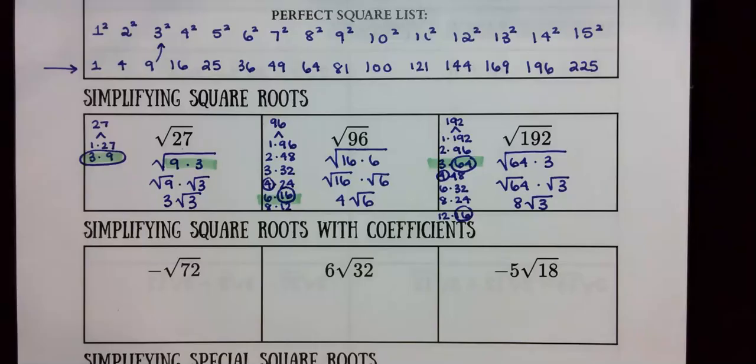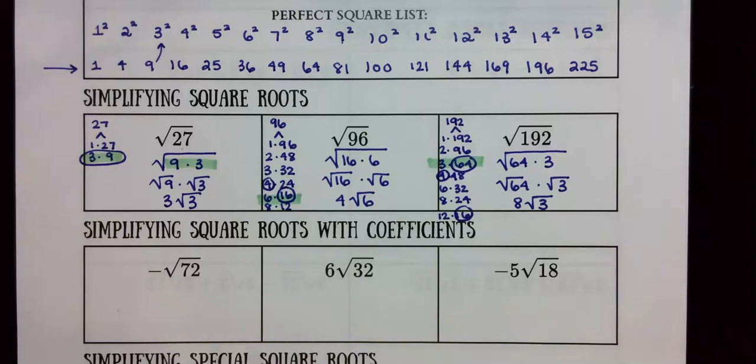So let's go ahead and jump into these examples right here, which are very similar to the ones we did in the previous video. The only thing that I am going to point out is that these examples have a number or a negative on the outside of the square root. So that just adds an extra step at the very end. But we can't forget that those numbers in the front are still part of our problem.